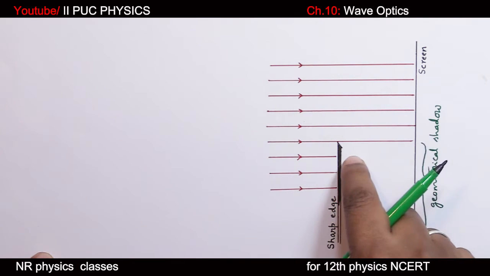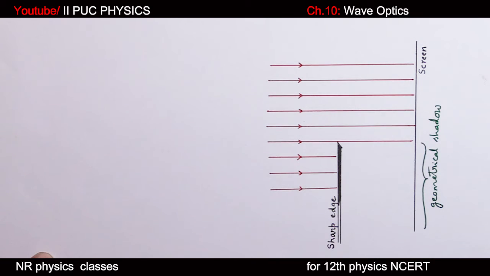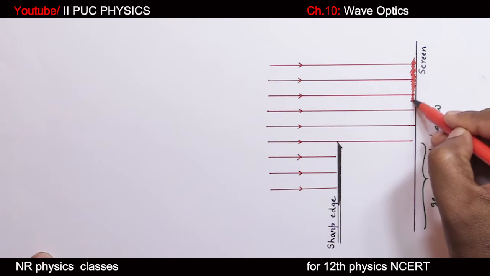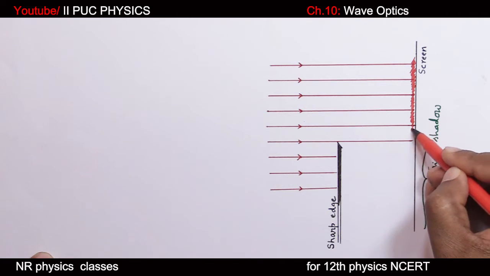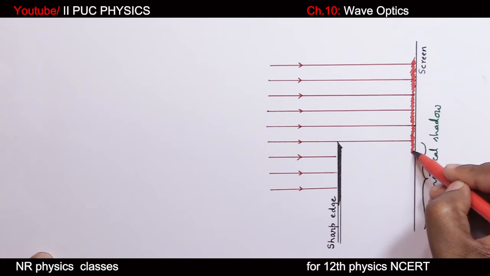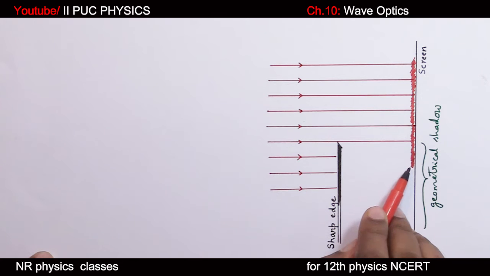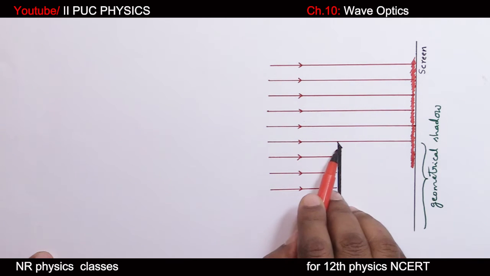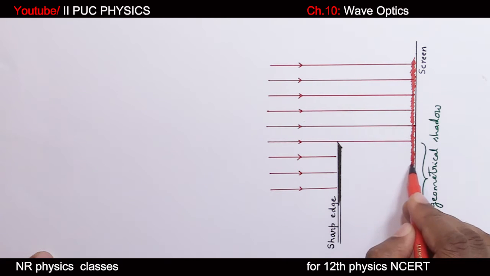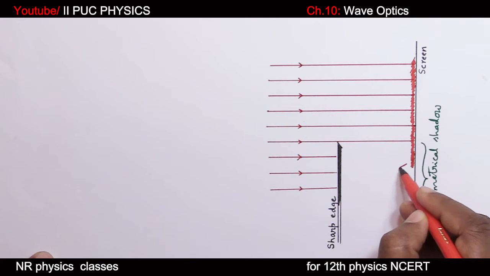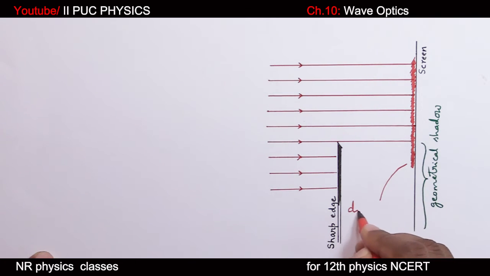But when we do this experiment in the laboratory, illumination can be observed on the screen in this portion. No issues in that, right? But light is also seen in the geometrical shadow region. See, there should not be any light here because there is a knife edge. Then also we get light. So this encroachment of light is due to diffraction.